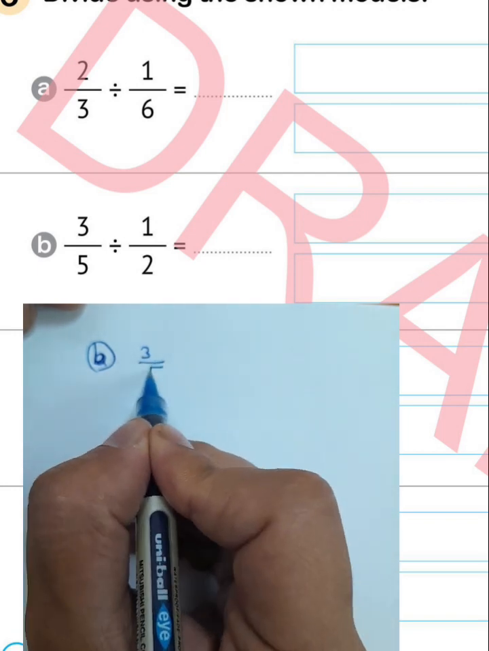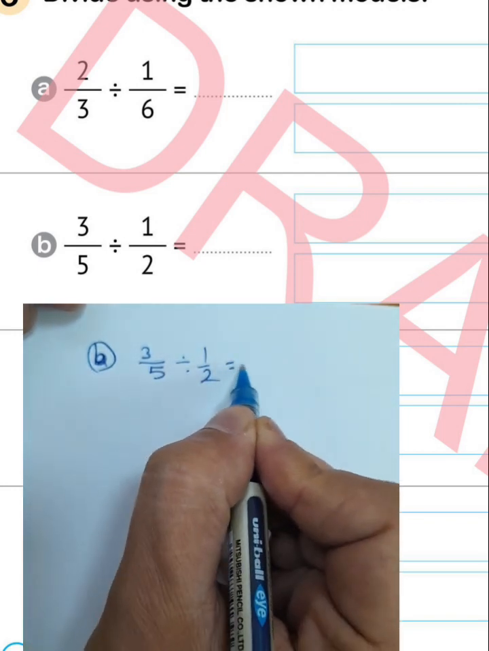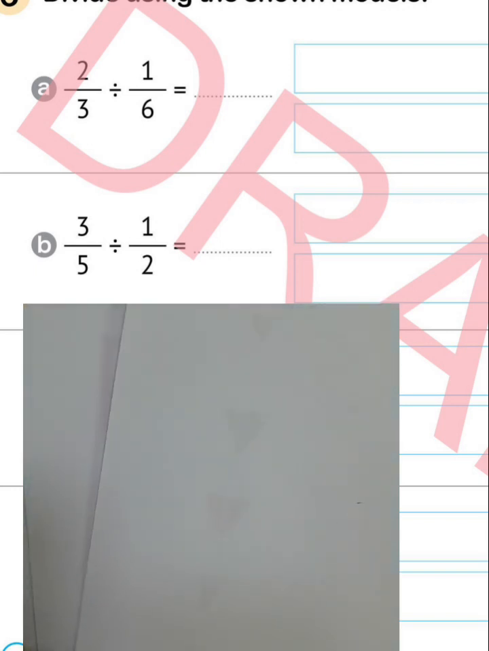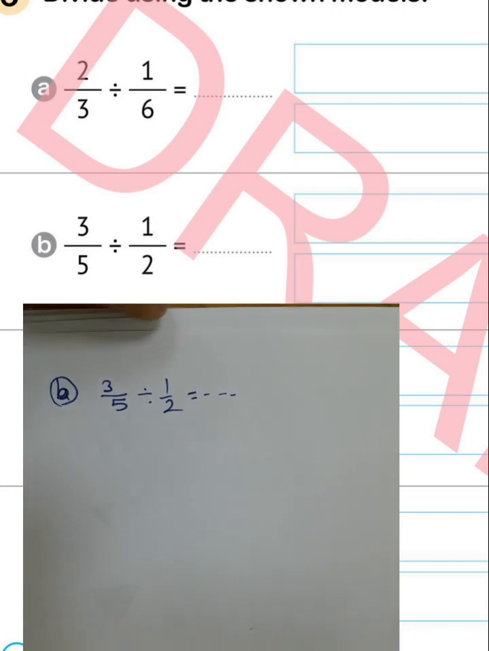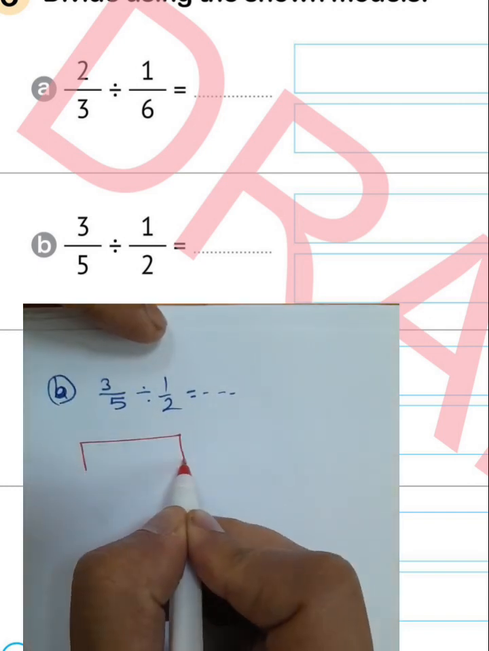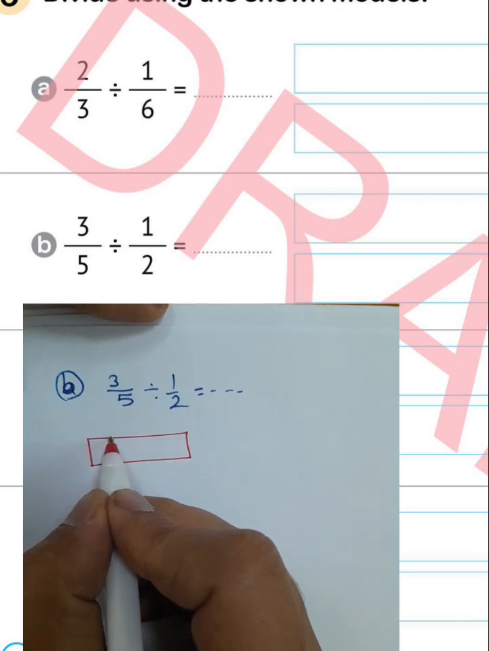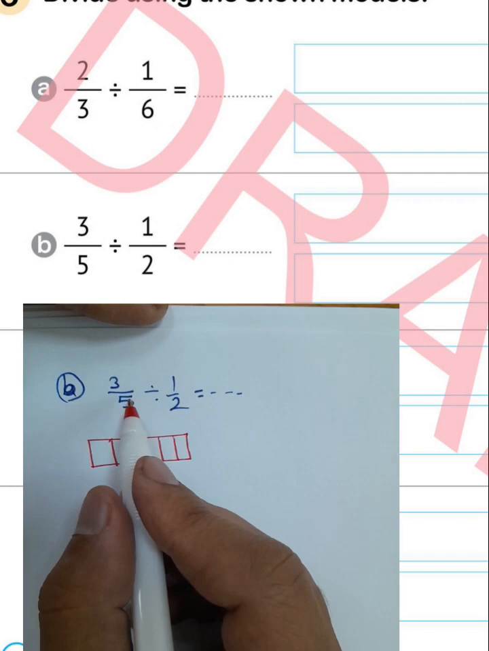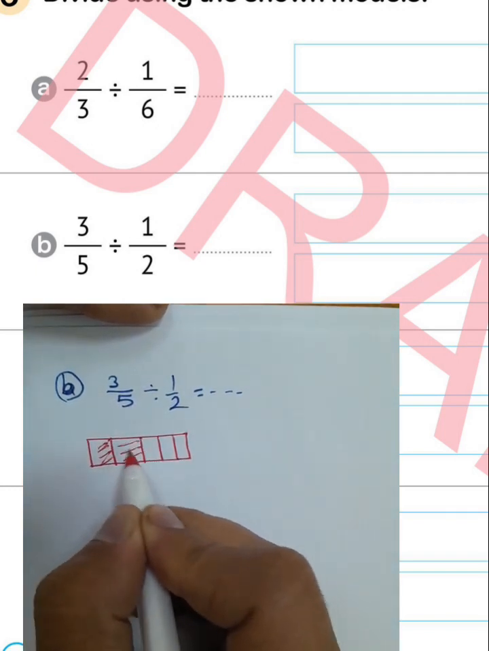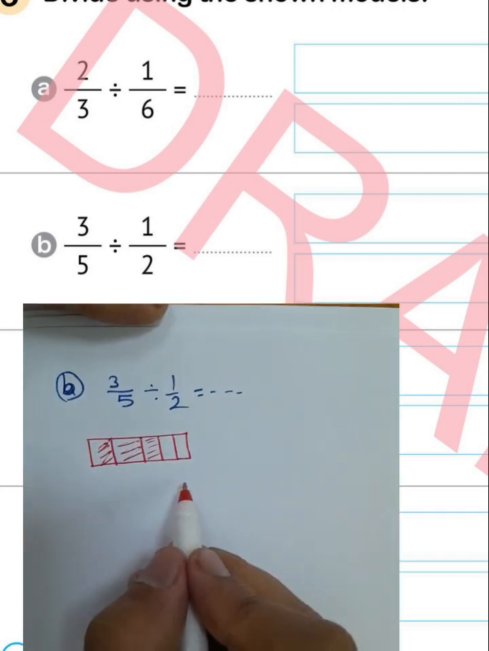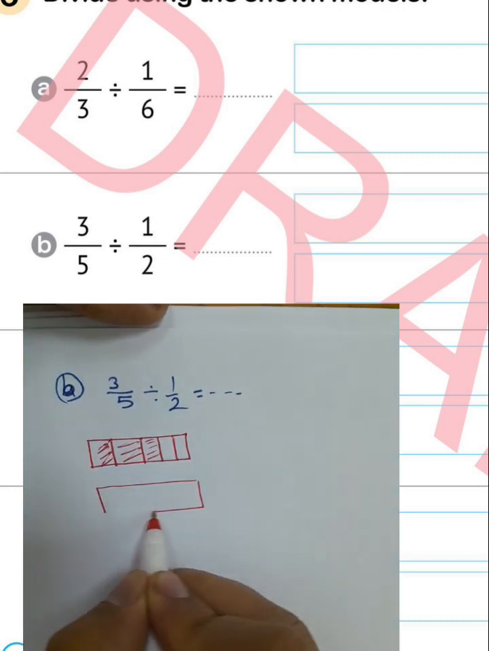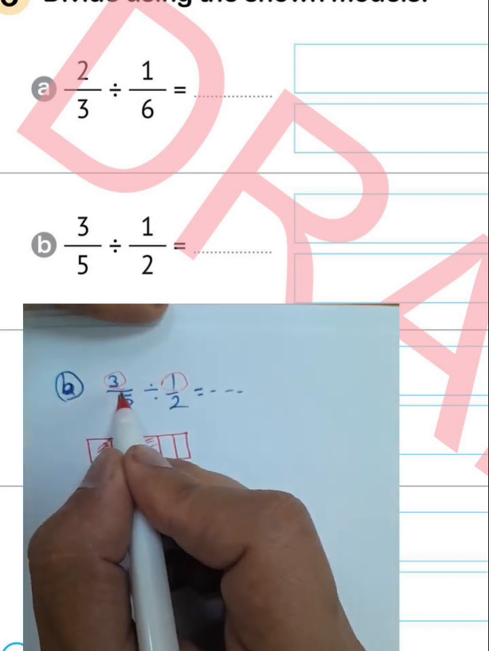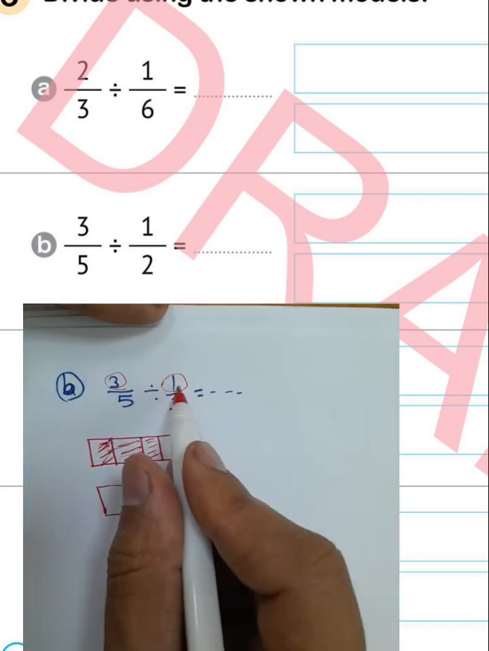3 over 5 divided by 2. We will draw a model. Divide it into 5 parts: 1, 2, 3, 4, and 5. Color 3 parts: 1, 2, 3. And we have a typical model, divided into 2 equal parts, and the colored 1 part. We have here 3 over 5, and here 1 over 2.